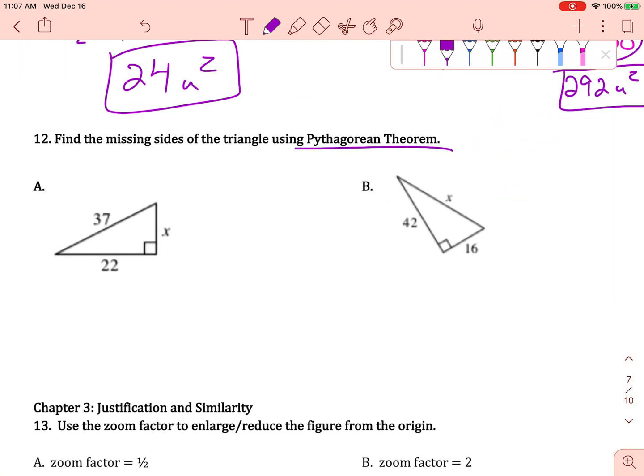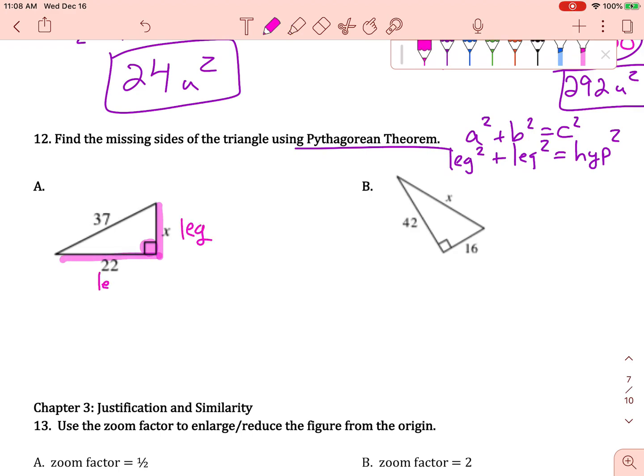Next, we're using Pythagorean Theorem. So you guys most commonly know Pythagorean Theorem is a squared plus b squared is equal to c squared. We like to refer to it as leg squared plus leg squared is equal to the hypotenuse squared. So what I like to do is I highlight my right angle and the two sides that are touching the right angle. Those are referred to as the legs. The one side that is not touching the right angle is referred to as the hypotenuse.